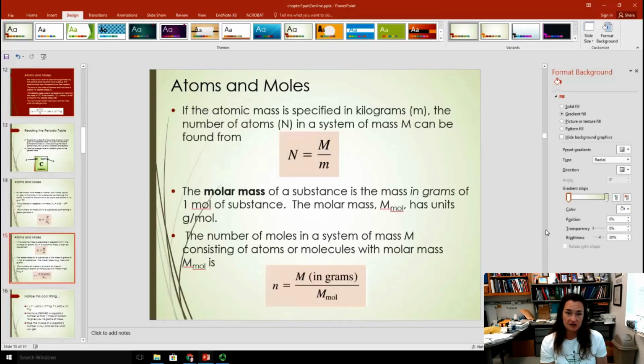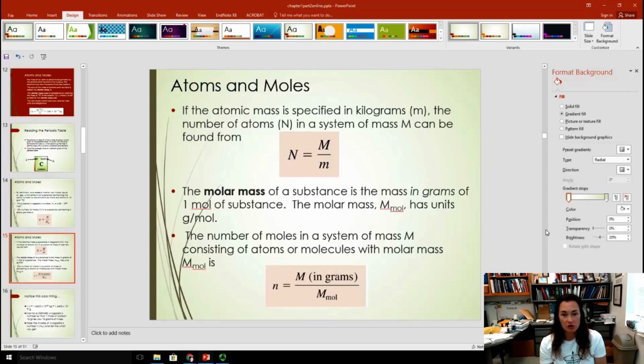Now, you can also figure out from the mass of the sample that you have and the mass of one atom how many atoms you have. So if your atomic mass is specified in kilograms, then the number of atoms in the system of mass big M can be found by dividing the total mass of the system by the mass of one atom. That'll give you the number of atoms that you have, big N. Now, if you want to find the number of moles of that, of course, you would then divide big N by Avogadro's number, and you'd have the number of moles.